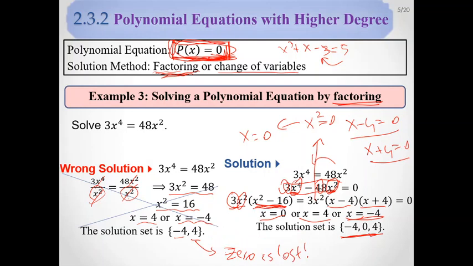Zero is lost. So don't do this, dividing by x squared and doing this cancellation with x squared, because you lose 0. So the correct way is, you lose one of the roots here. Don't do it.